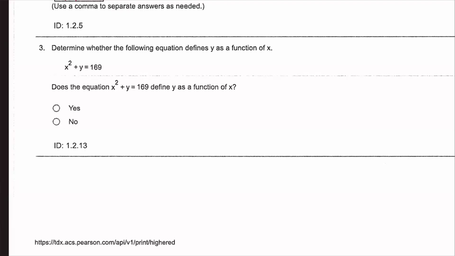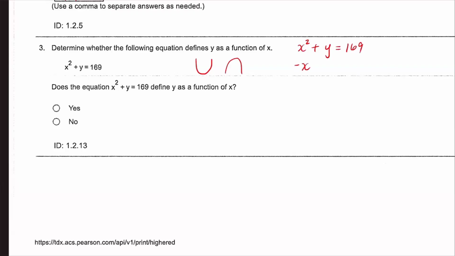And so if you were to graph this thing, this would be a parabola. And a parabola is a function if it's opening upward or downward. So that's the thing that you can determine just at a glance. But technically, you're supposed to take the equation and solve it for y. So here we have x squared plus y equals 169.